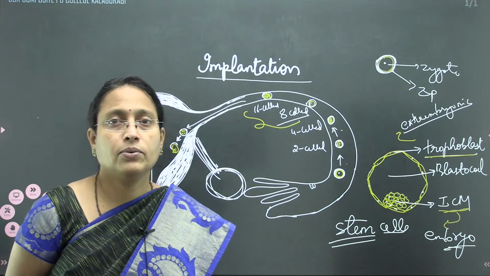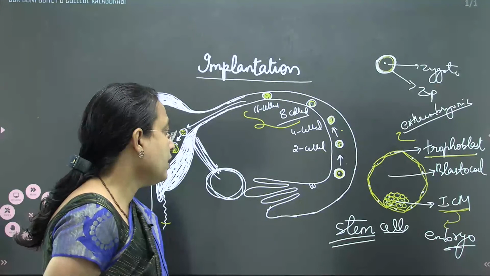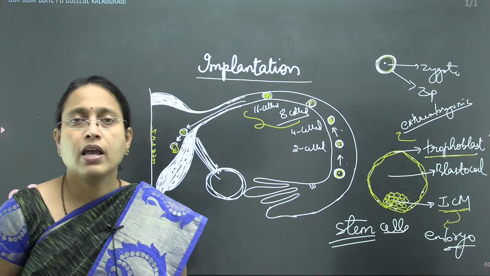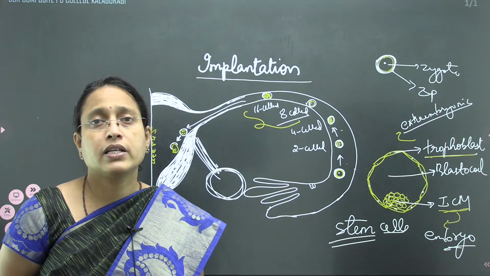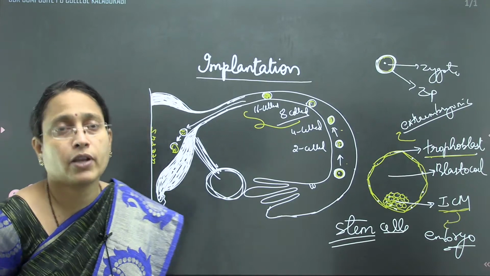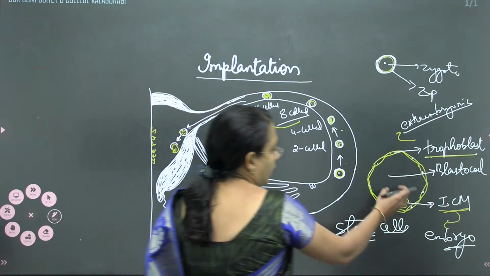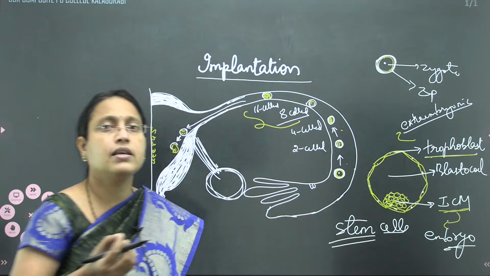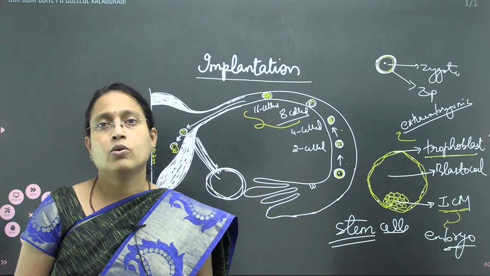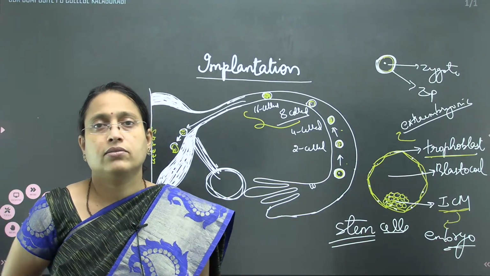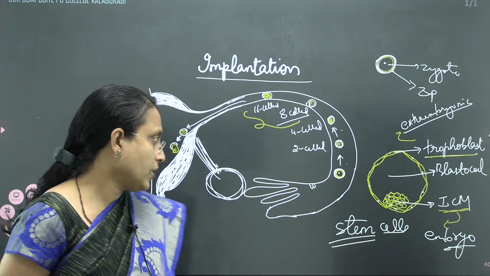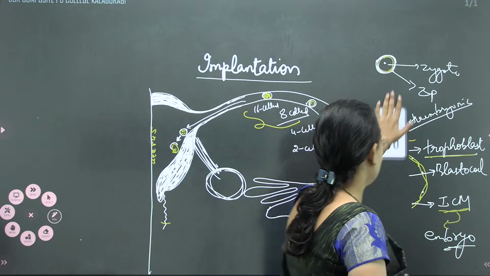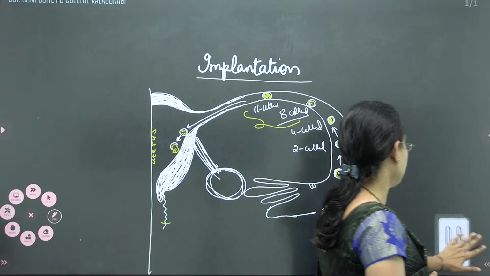So that is how different parts of blastocyst are there. But why is it called blastocyst? Why cyst? It is because this ICM will poke inside this cavity as a cyst, and that's why it's called a blastocyst. Okay. So this is how blastocyst is formed.